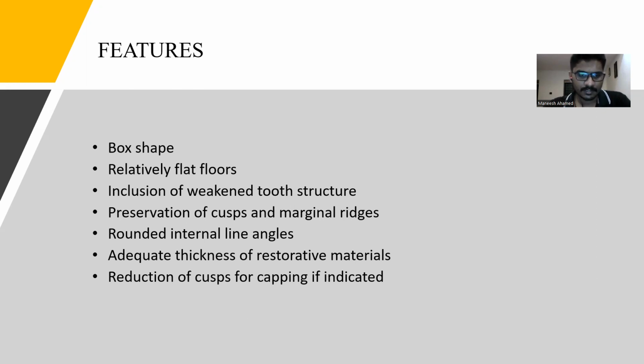Rounded internal line angles is another resistance feature which will prevent the wedging action of the restoration and which will prevent the tooth from getting fractured. Adequate thickness of the restorative material is also an important feature for the restoration to withstand within the mold. For amalgam, we need a bulk of at least 2 millimeter for its proper strength. So adequate thickness of the restorative material should be there. For that, the cavity should have adequate depth.